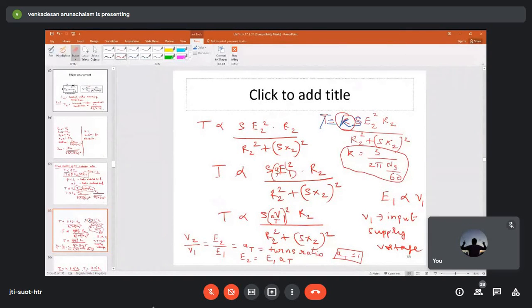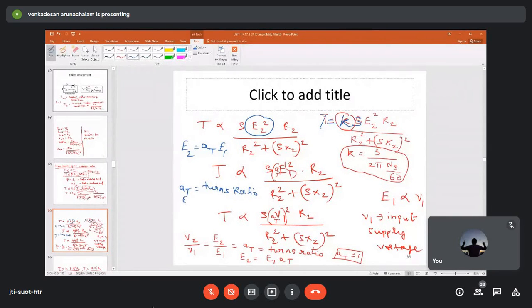So this equation is there, no? This torque is equal to K S E2 square, or torque is proportional to S E2 square, whichever equation you can take. Now this E2 I can write in terms of E1 like this. E2 is nothing but AT into E1. AT, that is the turns ratio.